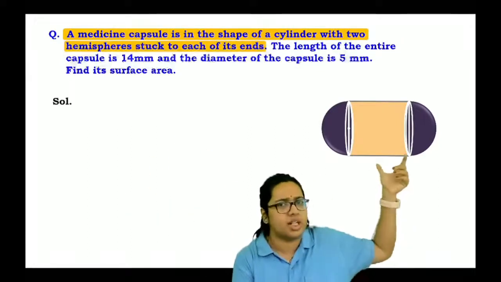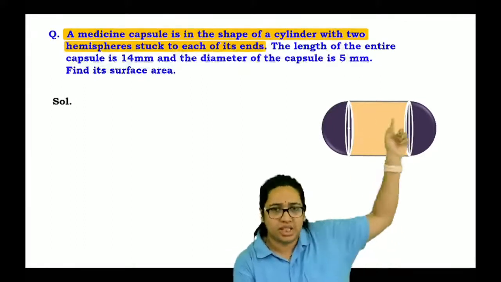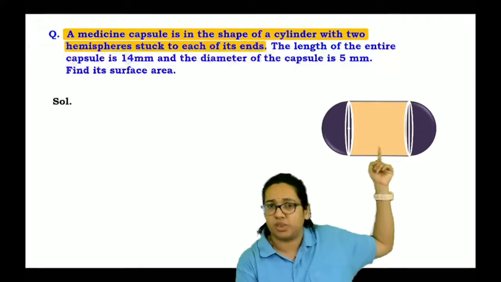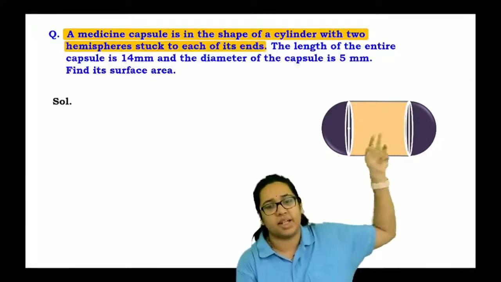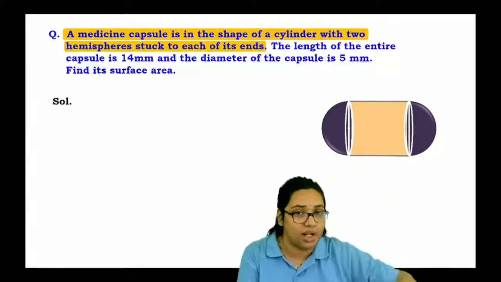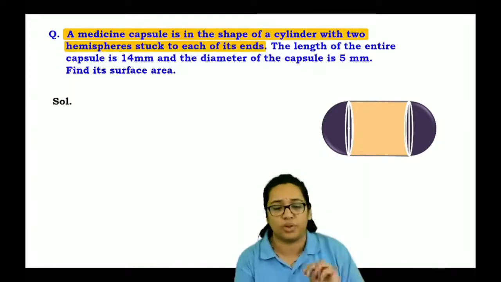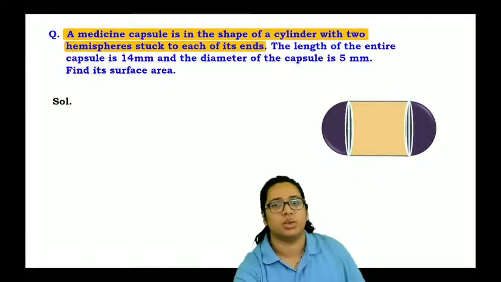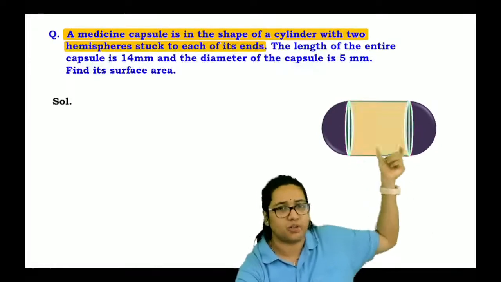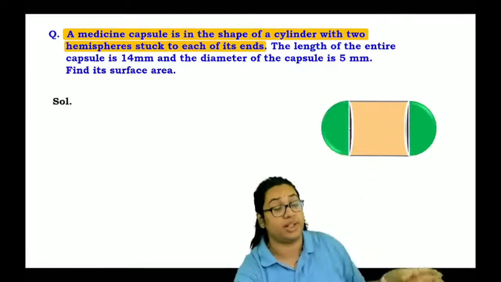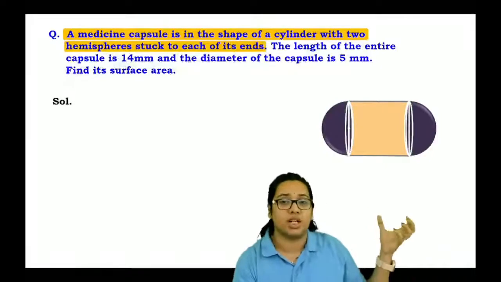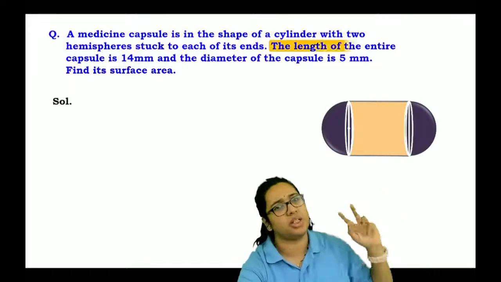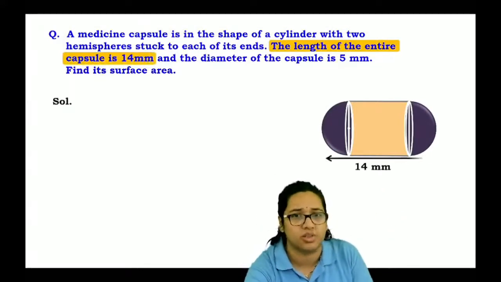Its surface area is first what will be the curved surface area of the cylinder, and second we have to add the curved surface area for the two hemispheres. So for the cylinder part, for finding its area, you have to go for curved surface area. And similarly for these two hemispheres, you have to consider their curved surface area also.